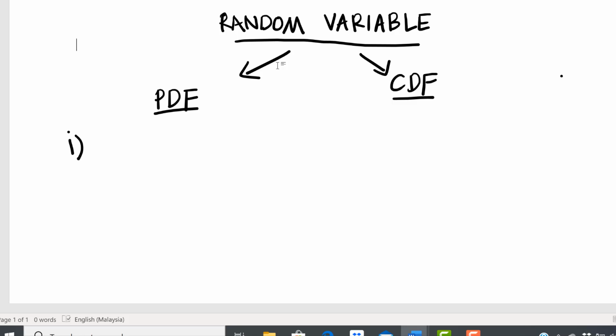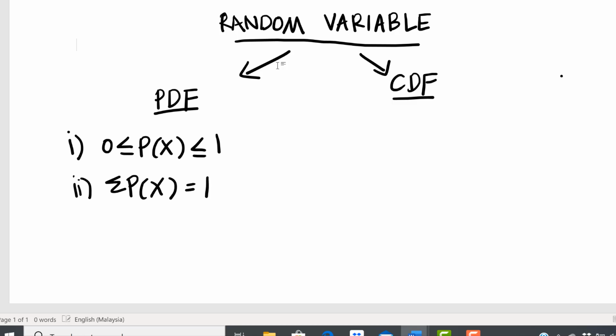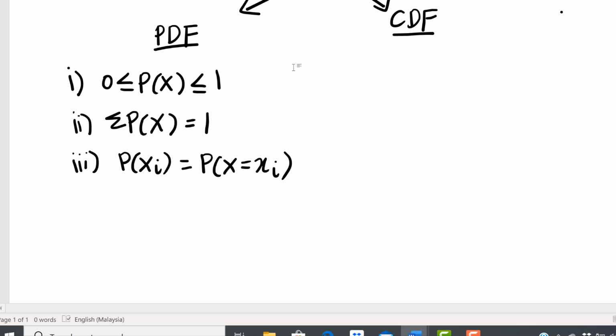There are three properties of the PDF. The first property is that the probability of x is between 0 and 1. The second property is that the summation of the probability of x is equal to 1. And the last property is that the probability of x equal to xi is P(xi). We already learned how to calculate the probability from the PDF.